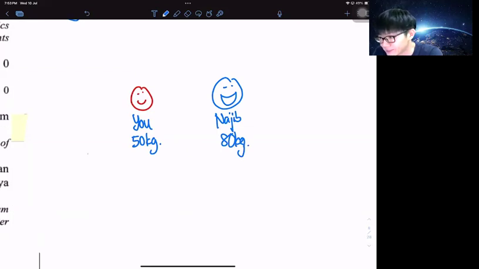So how many kg does Najib exceed yours? Or how many kg is Najib more than you? How would you do this kind of calculation? I'm sure you can answer 30, right? But think about what happened. You are 50 kg. You see Najib 80 kg. How many kg more? What do you do? 80 minus 50, and then you equals to 30. Then you know, oh, actually Najib exceeds your weight by 30.